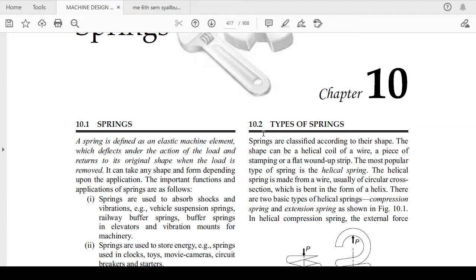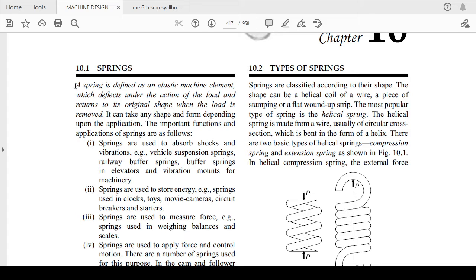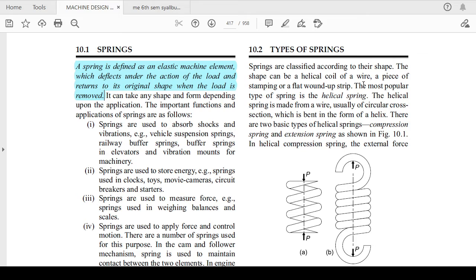Basically, the spring is an elastic machine element which deflects under the action of load and returns to its original shape whenever the load is removed. So this is the specific definition of a spring, and the most popular type of spring is the helical spring. This you will encounter in most practical applications.